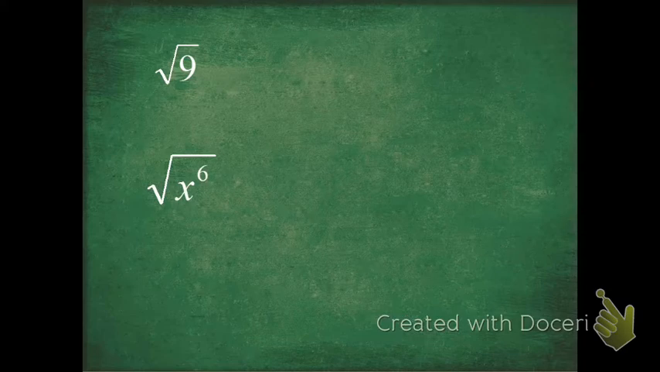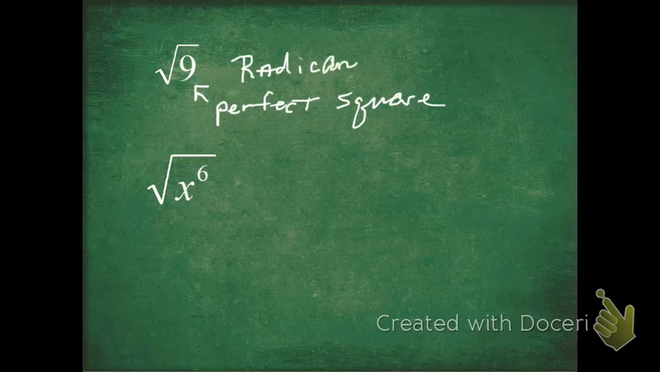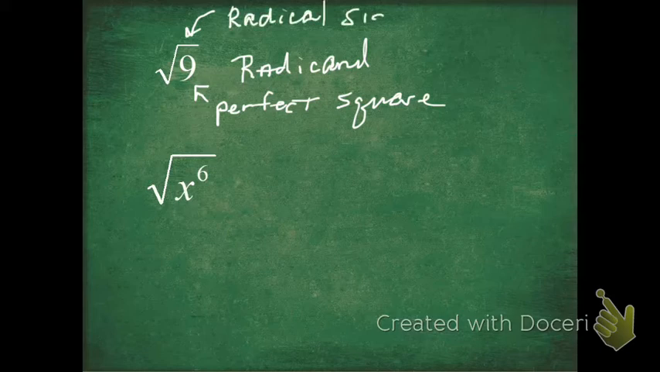Okay, so looking at our first examples here, these are the basic, fairly easy ones. When this number inside here is what we call a perfect square, in other words, if I can square a number and get that for an answer, that's called a perfect square. That's also our radicand. And this outside here, we call that the radical sign. So when this number's a perfect square inside there, the answer is pretty easy. The square root of 9 is 3.